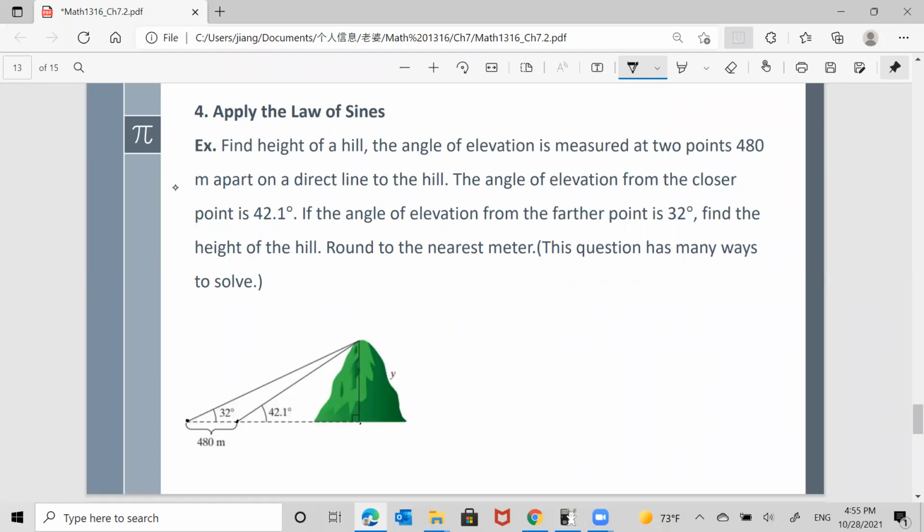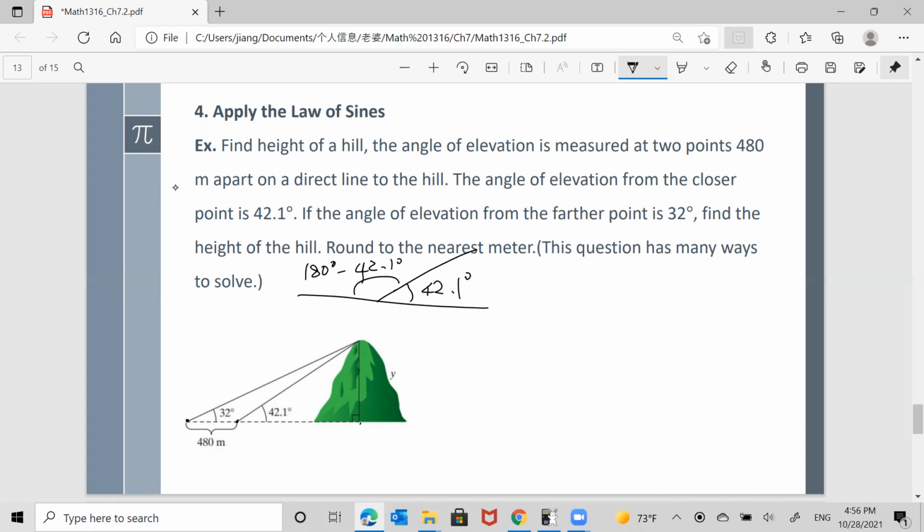Why do I have more information here? Because at least I know one side is 480 meters and one angle is 32 degrees and this angle is 42.1. But you see, this angle is 42.1. How about here? So that equals 180 minus 42.1. That means in this triangle, I have more information. One side and 2 angles.